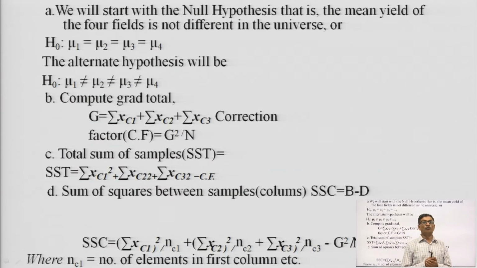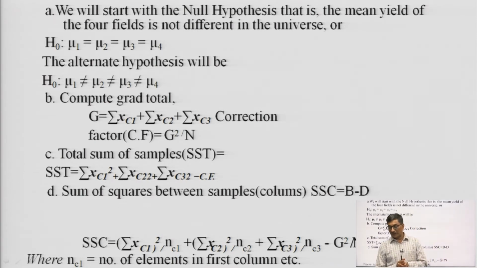The steps for two-way ANOVA: we will start with the null hypothesis, that the mean yield of 4 fields is not different in the universe, that is mu 1 equal to mu 2 equal to mu 3 equal to mu 4. The alternate hypothesis is that all are not equal, that means mu 1 is not equal to mu 2, mu 3 and mu 4. Then we compute the grand total, which is equal to the sum of first column plus sum of second column plus sum of third column.